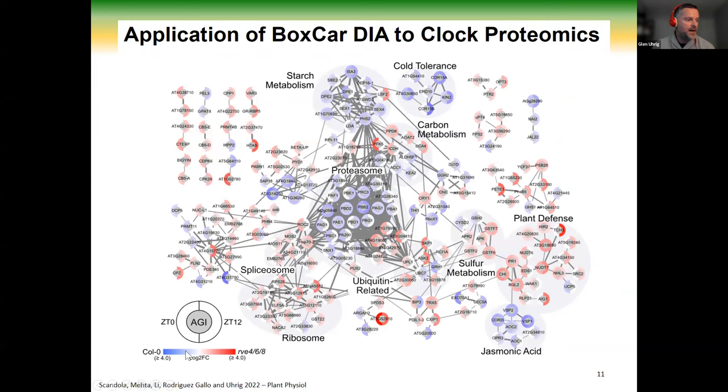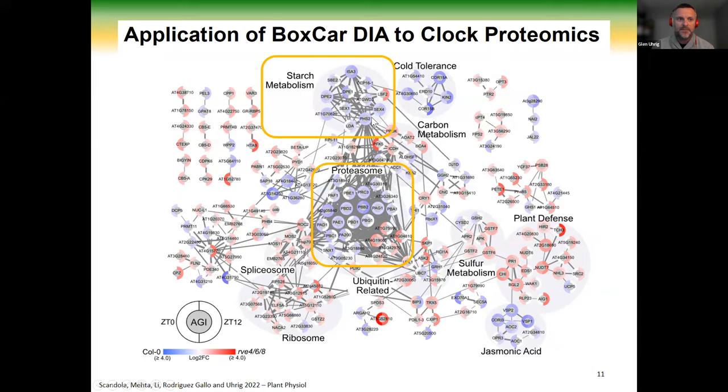And what we were able to resolve was a network of proteins. This is a STRING database association network, which uses prior knowledge to make connections between nodes, in this case, proteins that we see changing in abundance at either ZT0 or ZT12 in the wild type versus the mutant. And what you could see is two categories that jumped out to us, which was starch metabolism and the proteasome. I do a lot of these sort of networks, and the proteasome is not one that often comes up, so we thought that was particularly interesting. And to see such a large network of starch metabolism enzymes was also quite interesting.